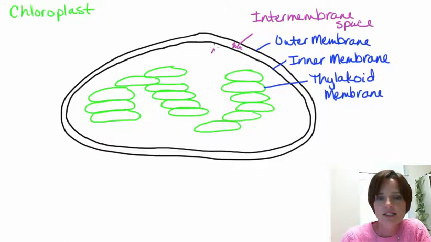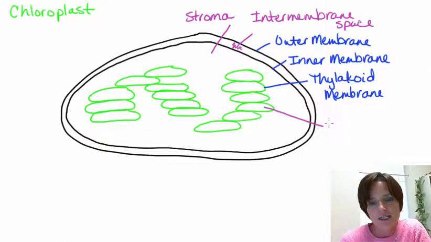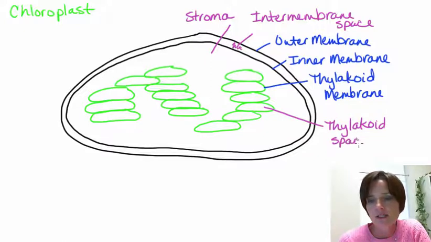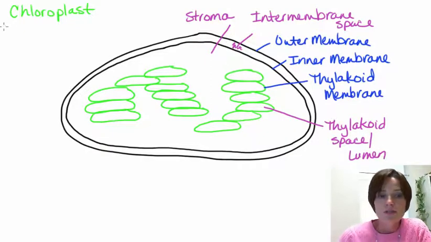We have this area here, which is what we call the stroma. And then we also have the region on the very inside of the thylakoids. And this is referred to as the thylakoid space, or it's also commonly referred to as the lumen. So those are the different locations that we have with photosynthesis.